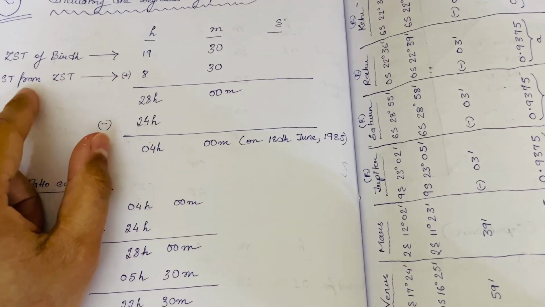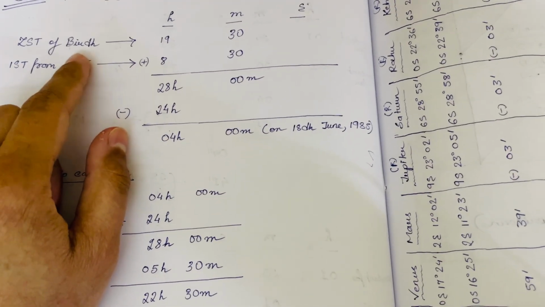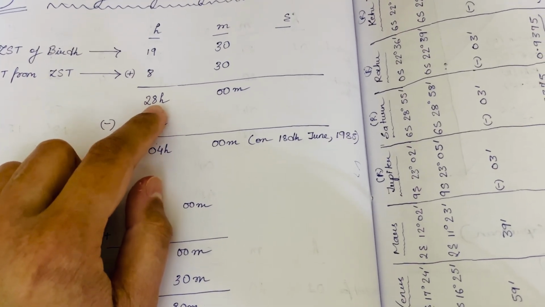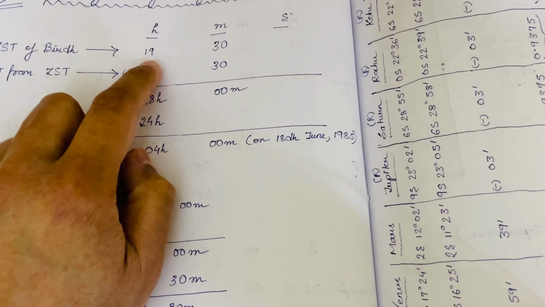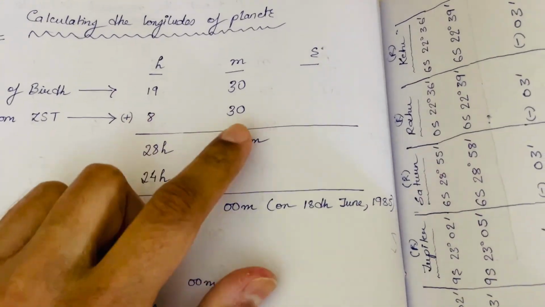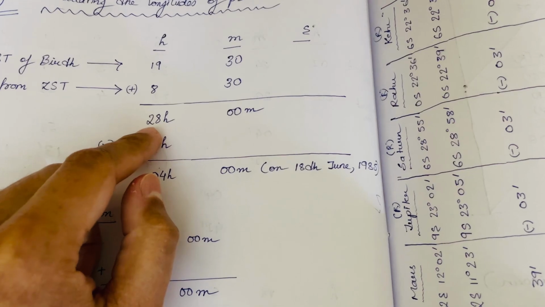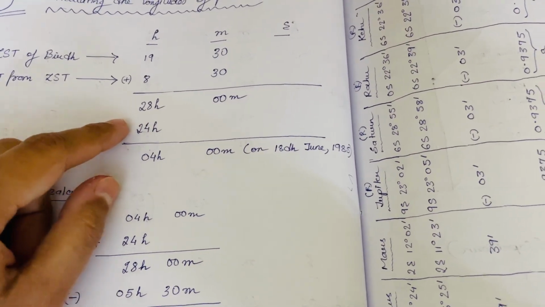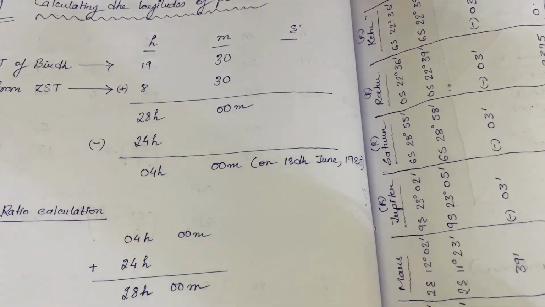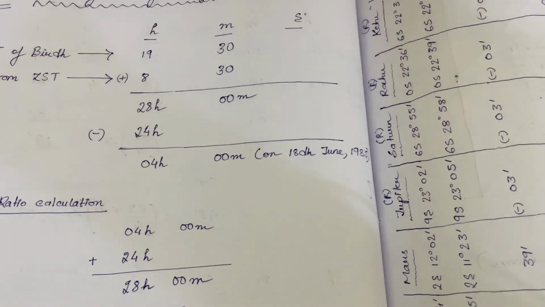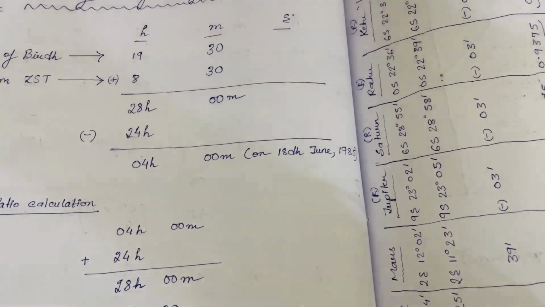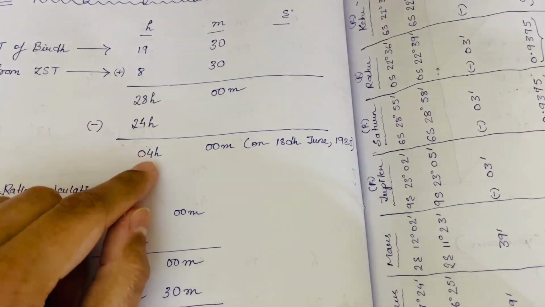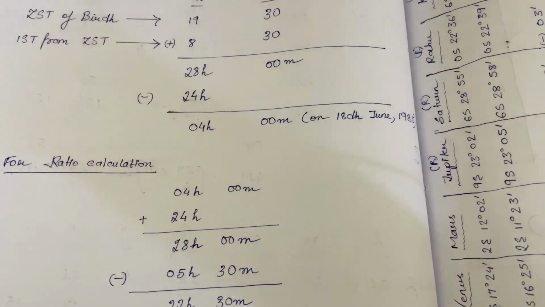Now you add this IST from ZST value to the ZST of birth value, and you arrive at 28 hours 00 minutes. 19 hours 30 minutes plus 8 hours 30 minutes gives you 28 hours 00 minutes. If I do not want to consider the 24-hour format and want to bring it to a normal 12-hour format, I just subtract 24 hours from this value. It is basically 4 hours. It means 4 in the morning.